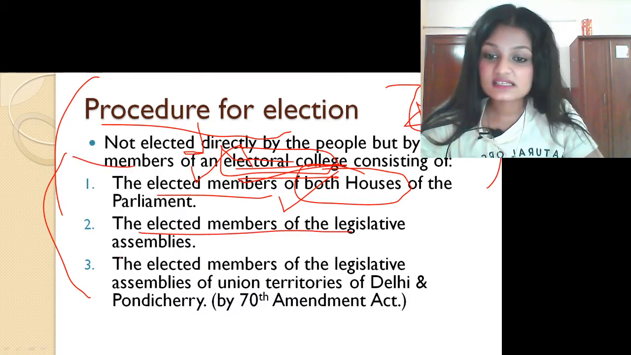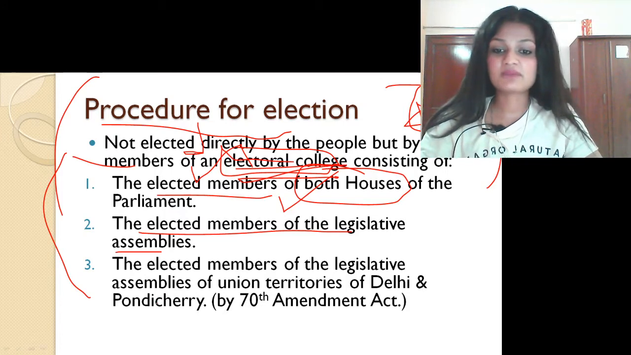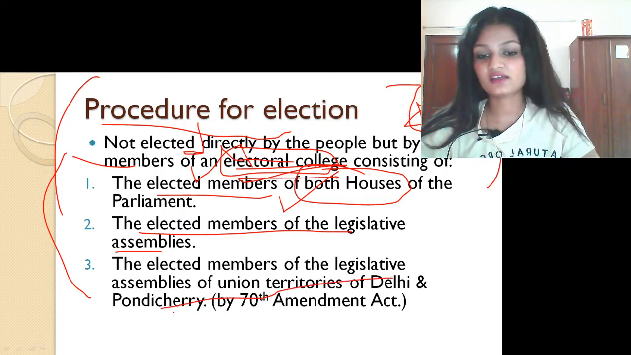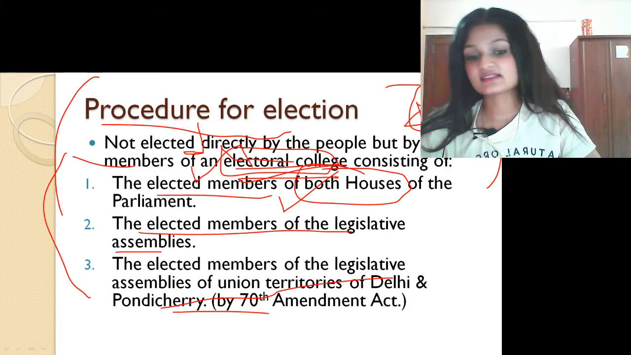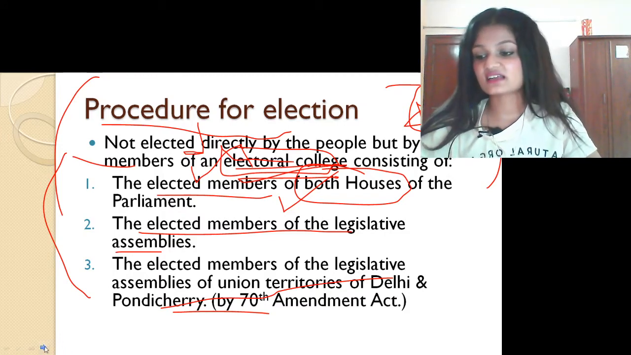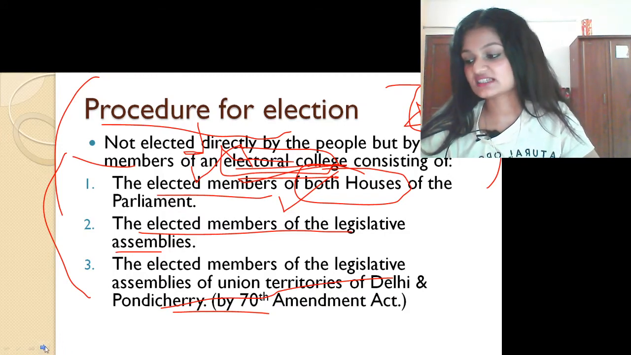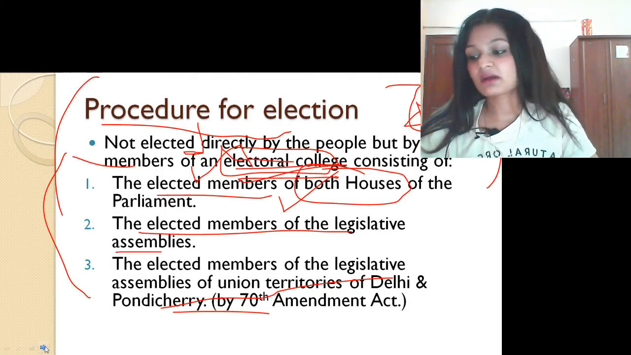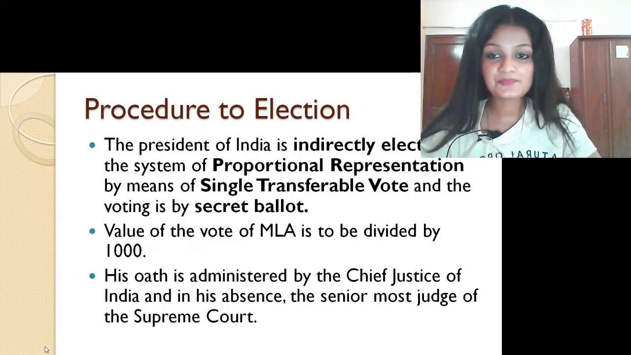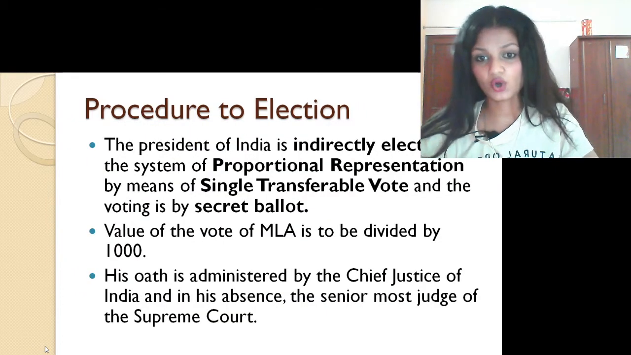And the elected members of the legislative assemblies of the union territories of Delhi and Pondicherry by the 70th Amendment Act. So Delhi and Pondicherry basically have their own legislature and legislative assemblies, and the elected members from the legislative assemblies of Delhi and Pondicherry also form the electoral college.